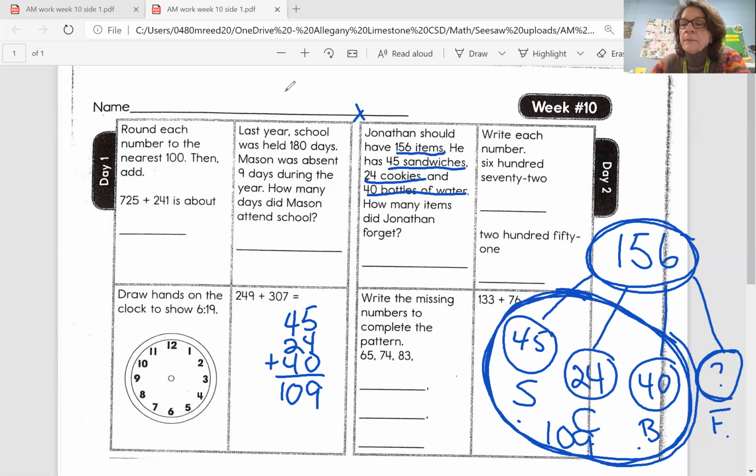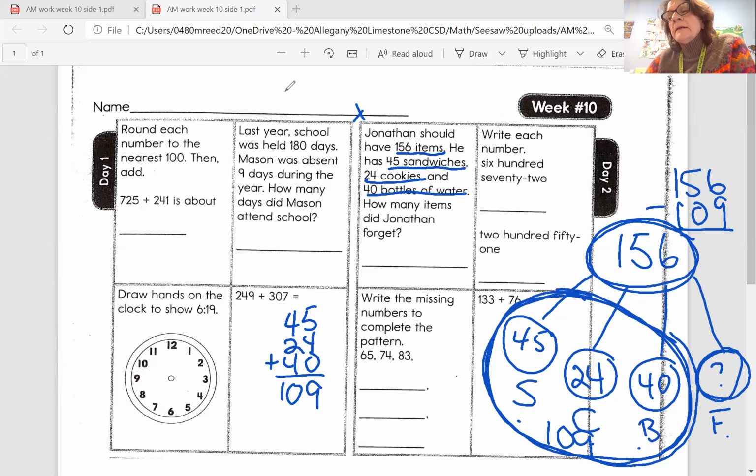And I've got to figure out this part here of what he forgot. So how do I do that? Well, remember, when you have the whole and you have one part, you're going to subtract this part from the whole to get your other part. So my number sentence, my algorithm, would be 156 minus 109. And now I can subtract to get my answer.